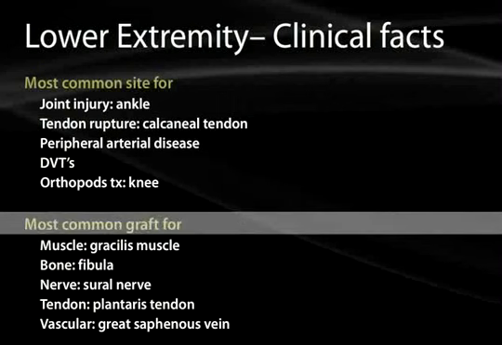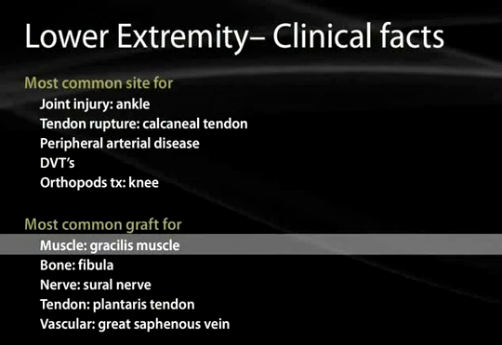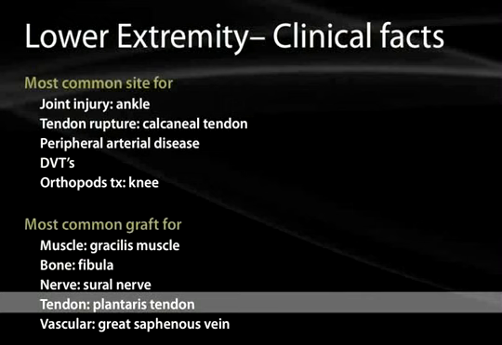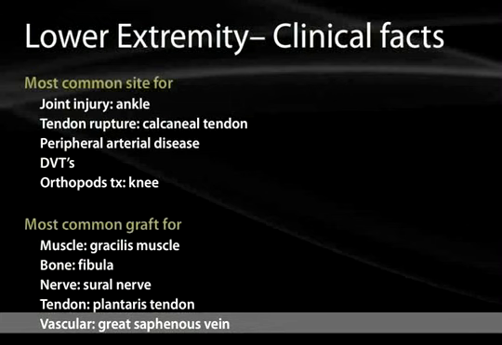It's also the most common area for grafting of muscles, which would be the gracilis, of bone, which would be the fibula, nerves for sural nerve graft, tendon, which would be the plantaris tendon, is basically an extra piece for surgeons, and then vascular grafting for the great saphenous vein.